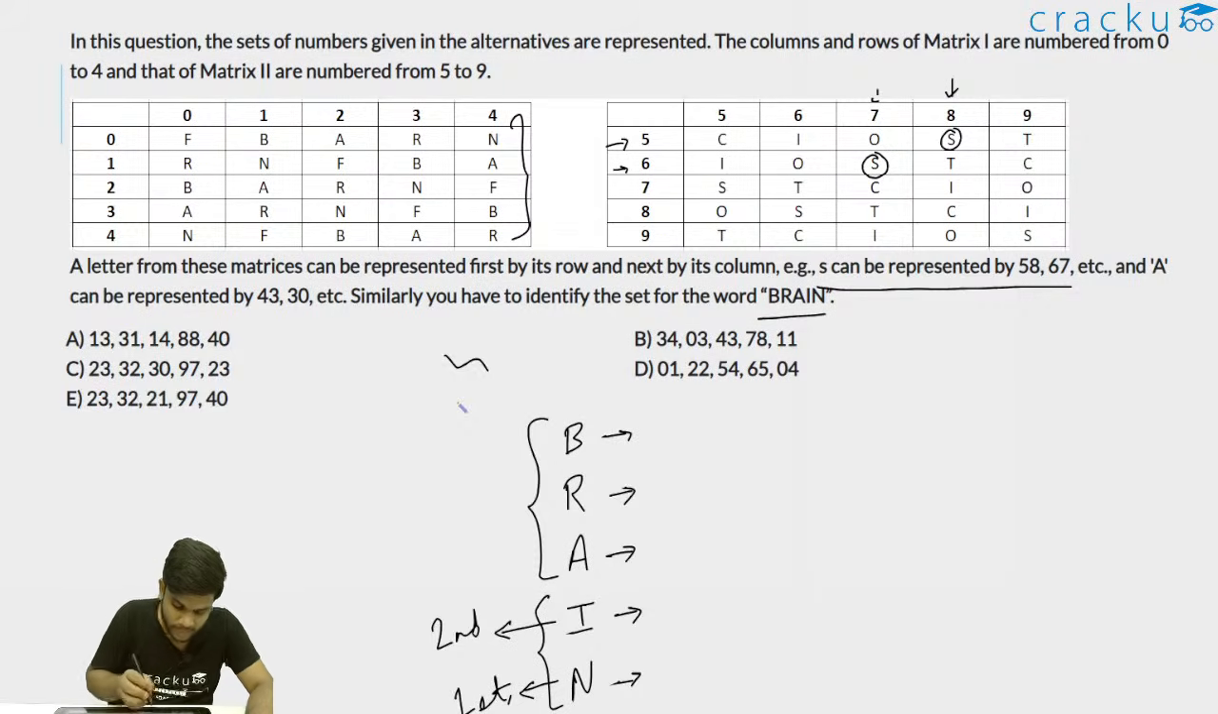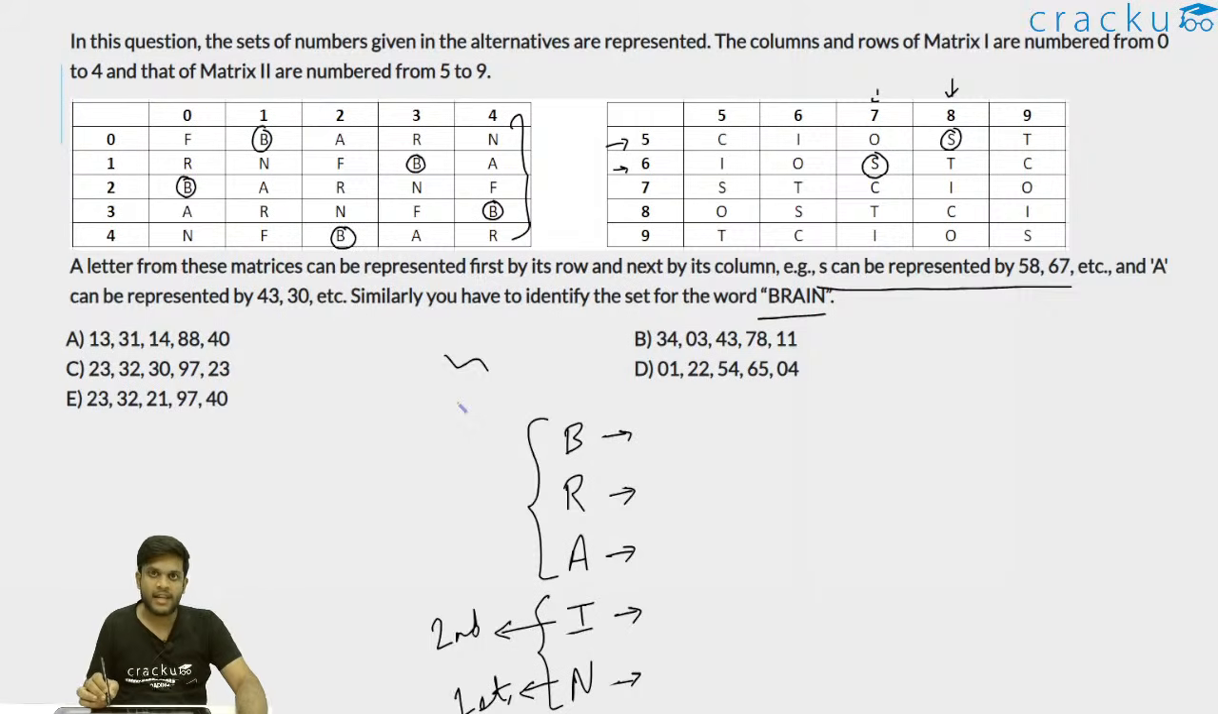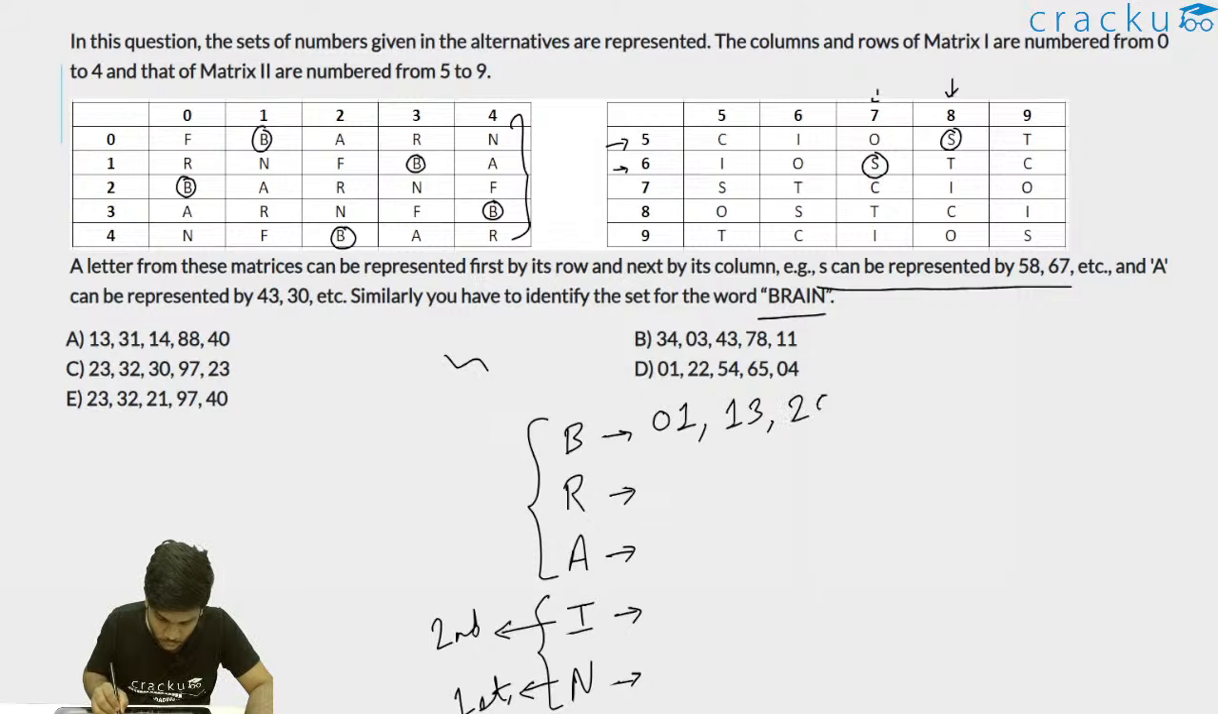So for B, B is here, here, here, here and here. So B is at 5 different places. So B can be written as 0, 1, 1, 3, 2, 0, 3, 4 and 4, 2.